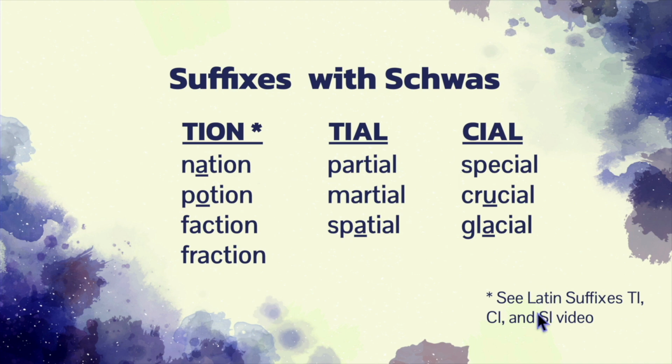You could see my video about Latin suffixes for more information about that. So this suffix is shun. So here we have nation, potion, faction, and fraction. This suffix is shul, partial, martial, remember AR says R, and spatial. This suffix is also shul, special, crucial, glacial.